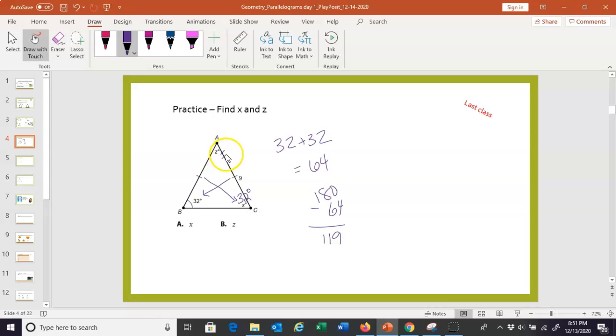Angle Z does not look like it's 119 degrees. Not at all. I just want to check my work. Hold on. I mean, the side length's really small, but no. Okay, so that's 32, that's 32. 32 plus 32 is 64. And 180 minus 64 is 116. 180 minus 64 is 116.